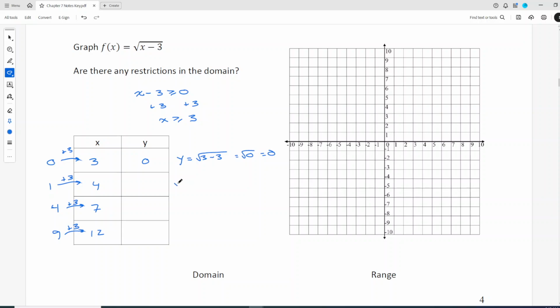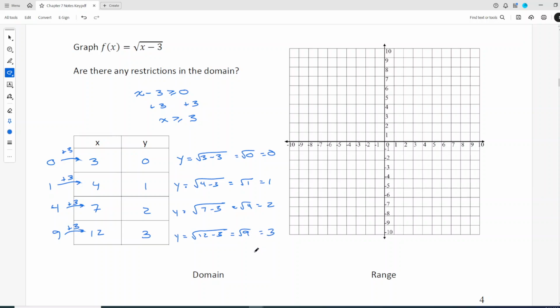Why? Because when I put them into the equation, now I've got 4 minus 3. Oh, there's that square root of 1, which is 1. When I put in 7, I have 7 minus 3. That's the square root of 4, which is still that 2. Can you guess what's coming next? Hopefully you know it's going to be a 3. And let's double check it. When I plug in x is 12, 12 minus 3, oh look at that, it's 9. And that gives me 3.